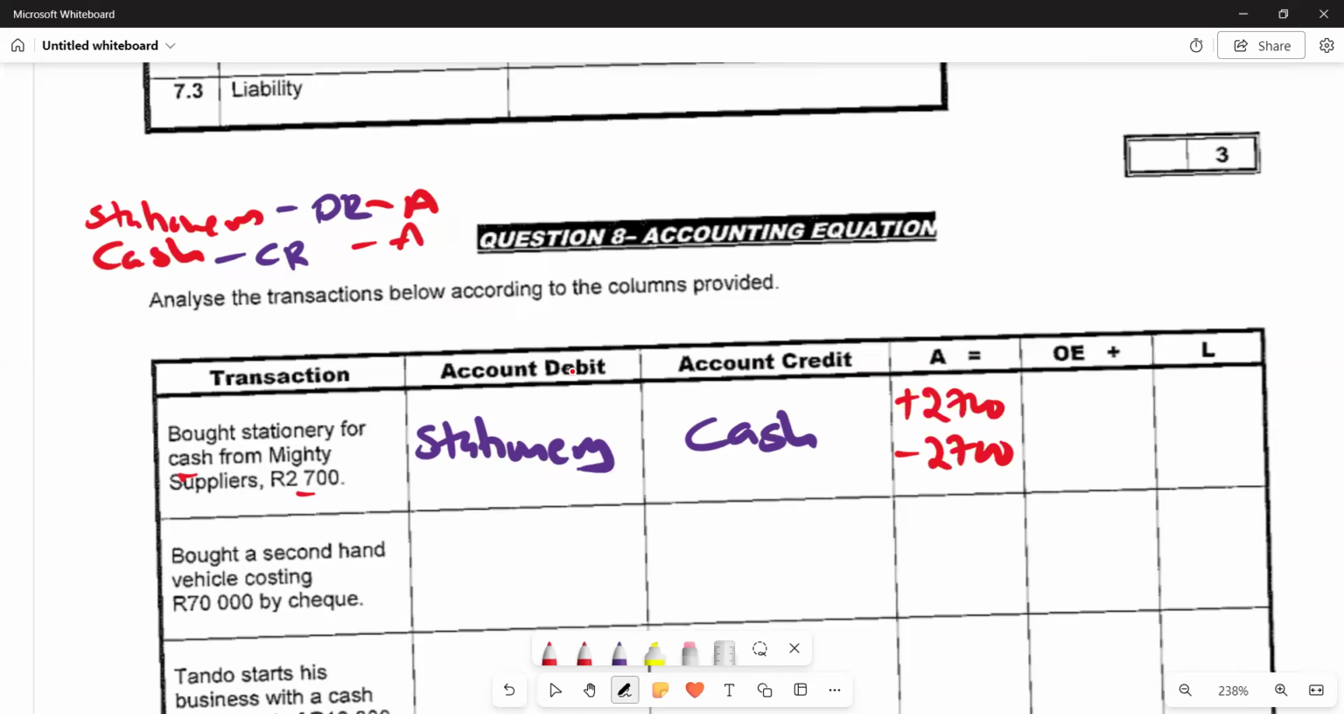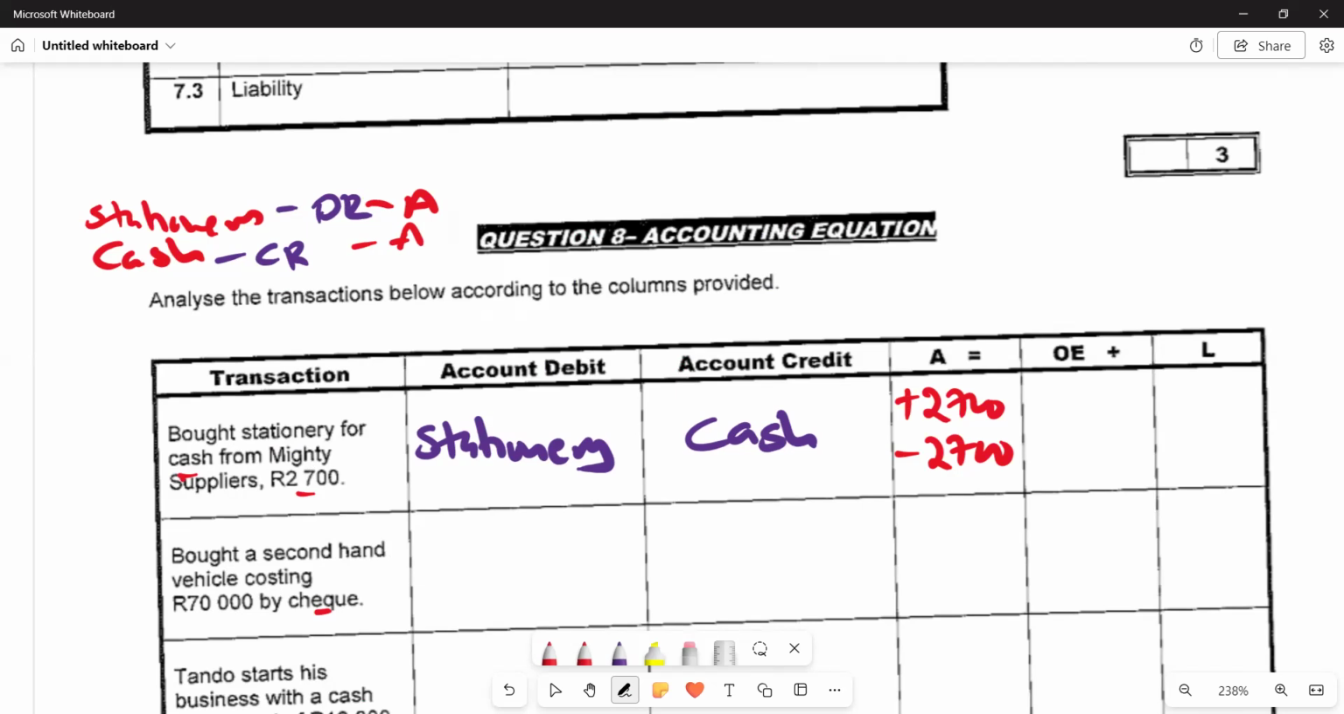Bought a second-hand vehicle costing 70,000 by check. So we check the movement of money there. We see that we are buying again. Money is going out. Here we've got check, and we know that when there's check, there's a bank account, and also we have a vehicle account. Since we are crediting check, automatically the vehicle account becomes a debit. Since we are receiving a vehicle, we are debiting a vehicle. So we debit the vehicle account, and then credit the bank account.